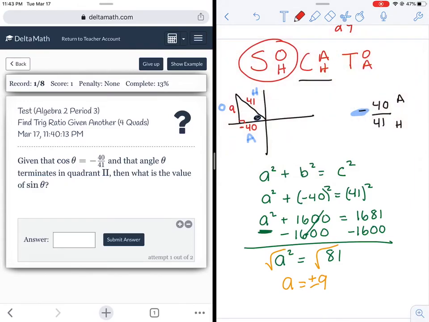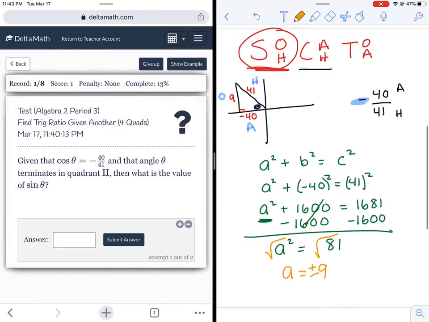So let's take a look. I'm looking for sine. Sine is opposite over hypotenuse. So if I'm finding sine, write it down here. Theta is equal, my opposite is 9, and my hypotenuse is 41. Now, just going back to what we did yesterday, if we think of this, All Students Take Calc. If they're telling me I am in quadrant 2, then I know that my sine should be positive, because in that quadrant, sine is positive.